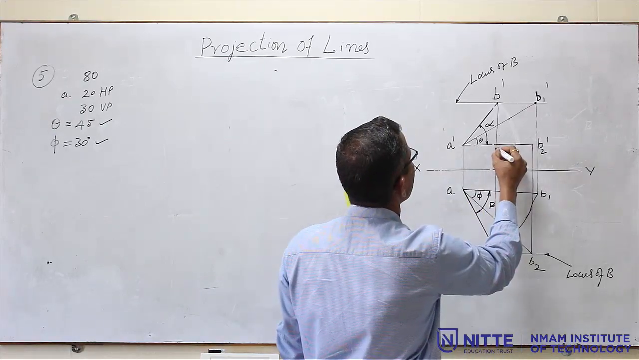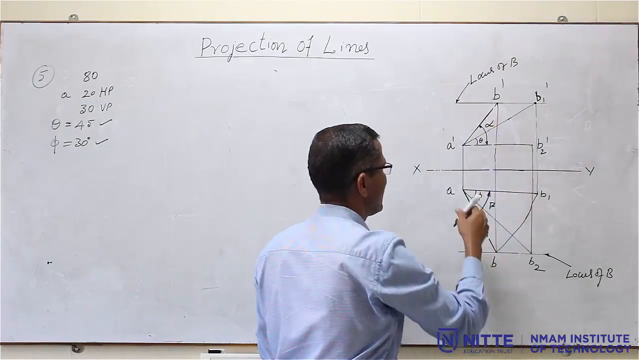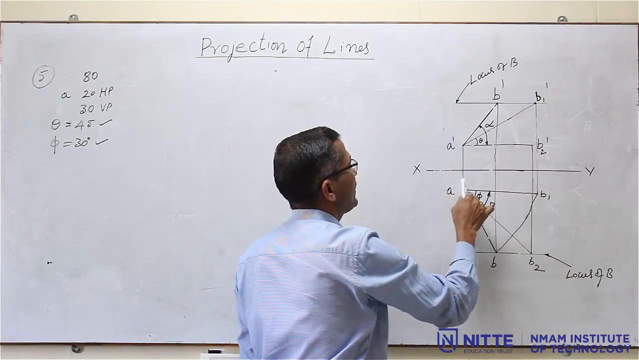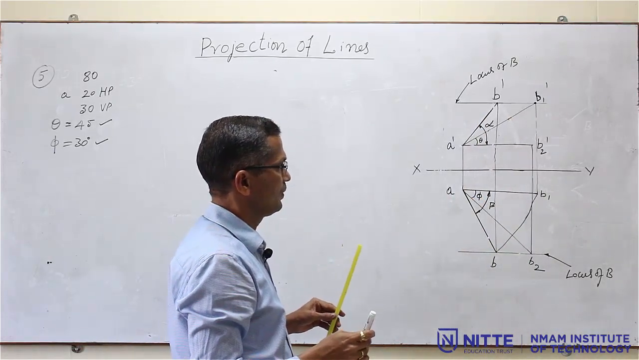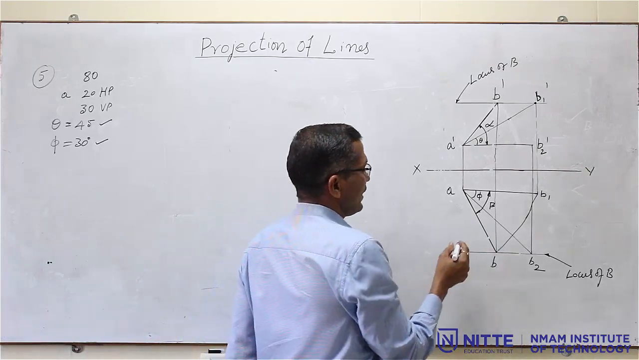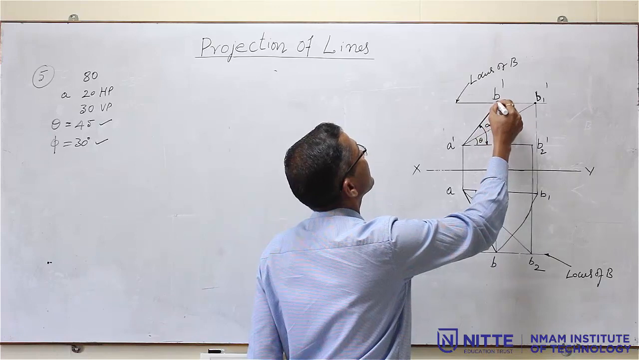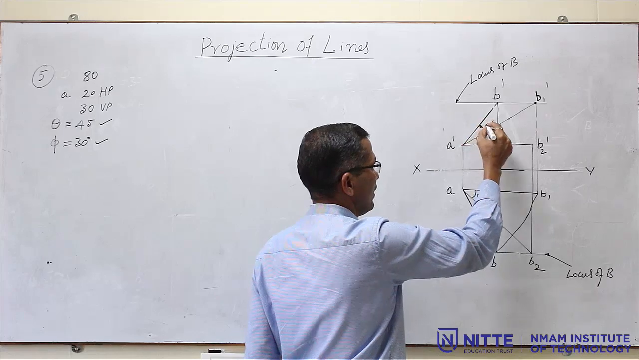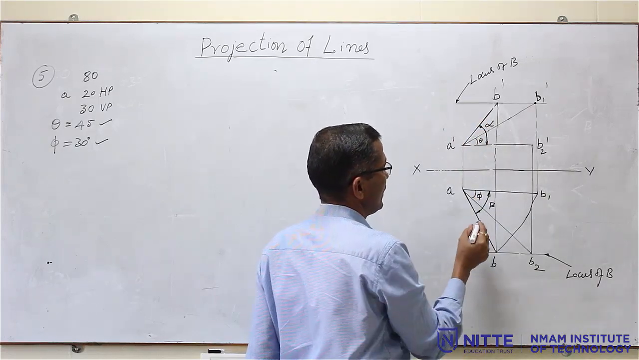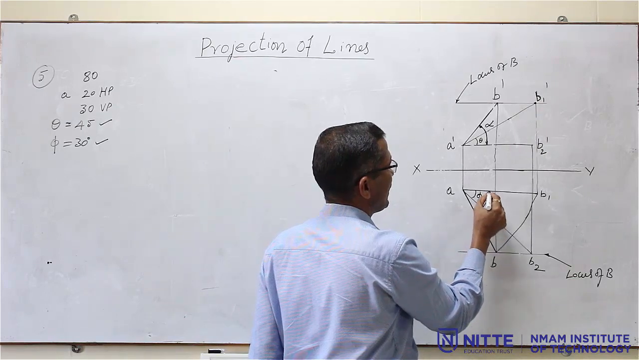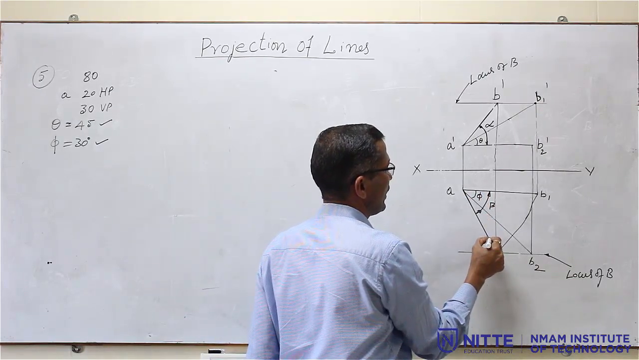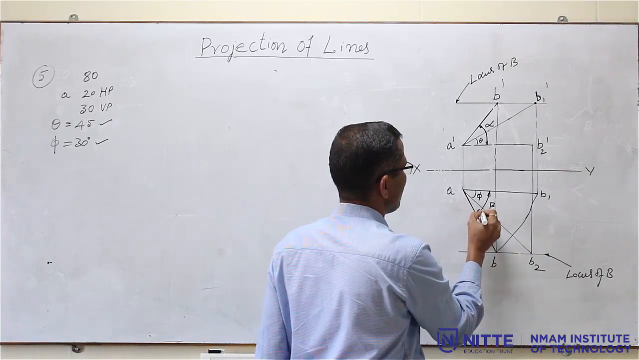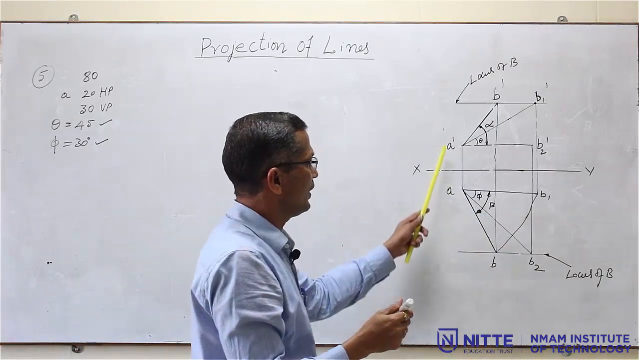So, this is called the end projector, these two lines, the lines joining A dash and B dash. So, these are called the end projectors. And the inclination of the front view, that is line A dash B dash, this angle, is called alpha, or the apparent inclination of the front view, and this inclination we call beta, which is called the apparent inclination of the top view. So, this is the information.